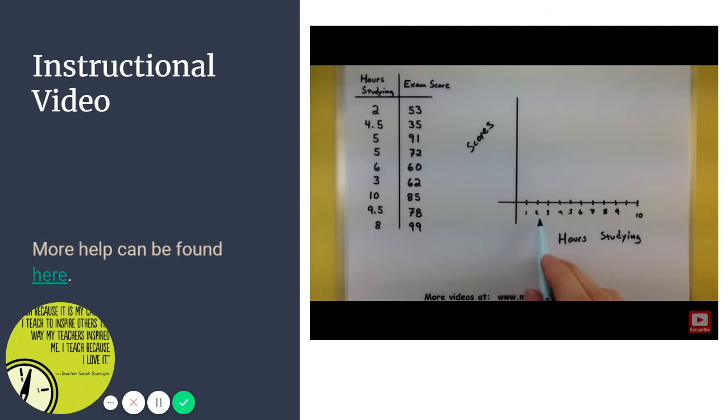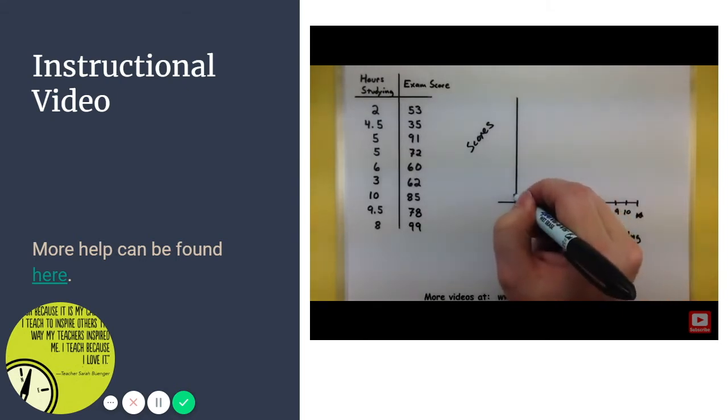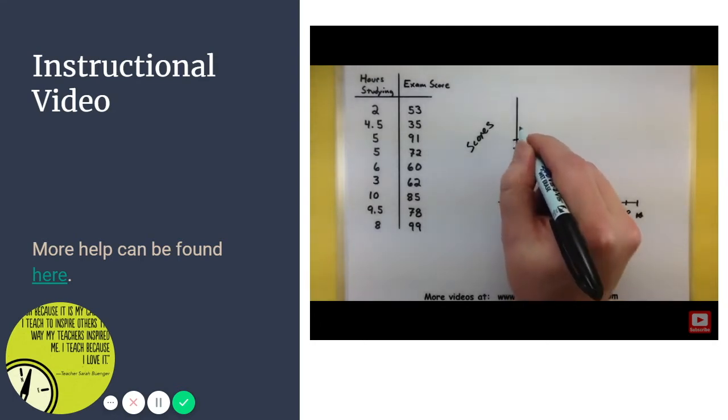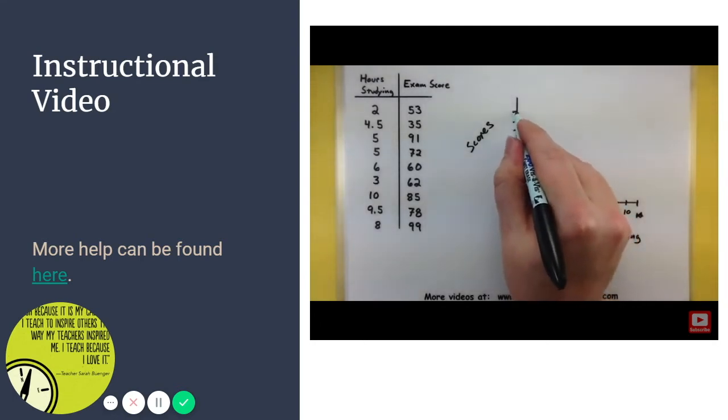Zero, 1, 2, 3, 4, 5, 6, 7, 8, 9. Oops, got an extra one. 10. All right, along the other side, this is where our exam scores will go. Let's just do 0 to 100. So 10, 20, 30, 40, 50, 60, 70, 80, 90, 100.